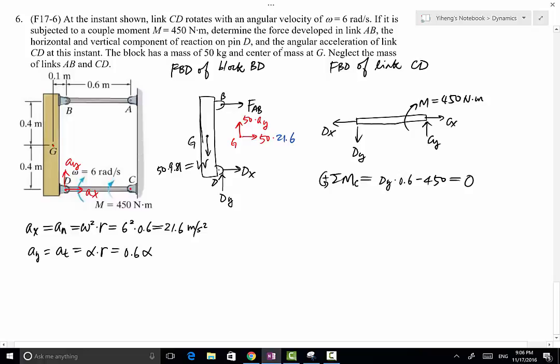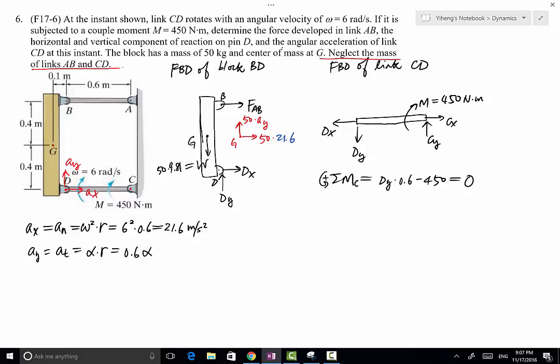So if you ask how come this equals 0, this comes from this sentence, neglect the mass of links AB and CD. This is not because link CD does not have angular acceleration. It does have angular acceleration. However, it has zero mass.